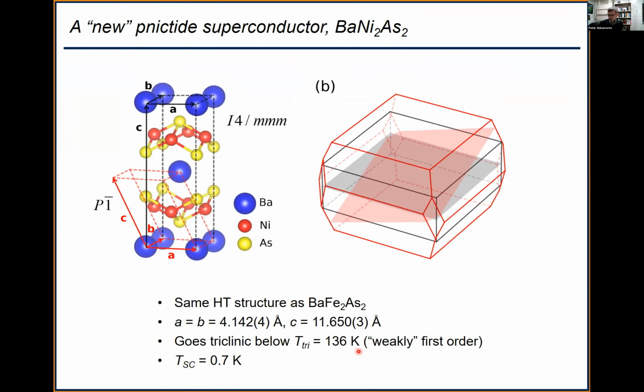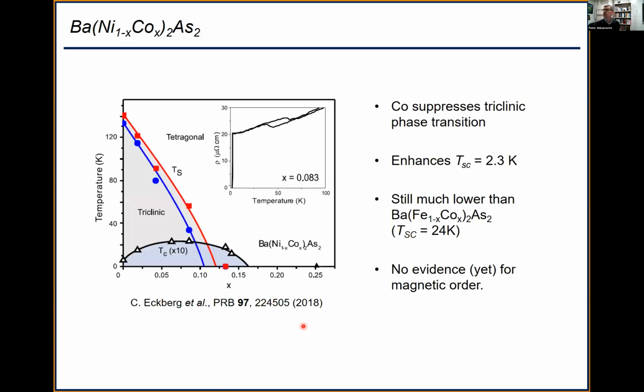It goes triclinic at a triclinic transition of 136 Kelvin, which is slightly first order. And the triclinic space group is P1 bar. So that's the lowest symmetry you can have that still has body-centered symmetry to it. The only lower symmetry is P1. And as you heard, this material is superconducting with a Tc of 0.7 Kelvin. So it's an interesting analog to the iron arsenides.